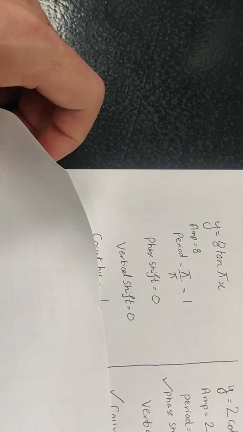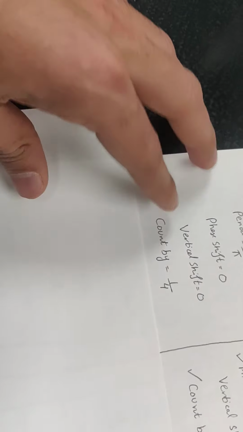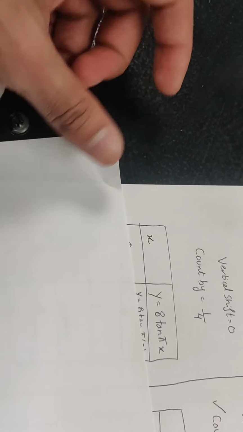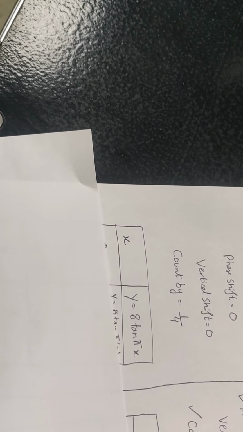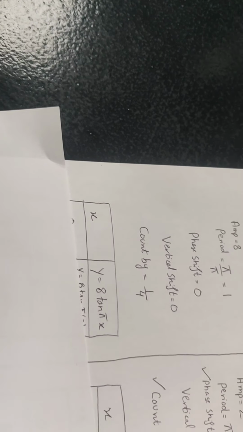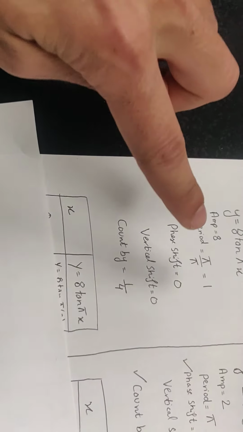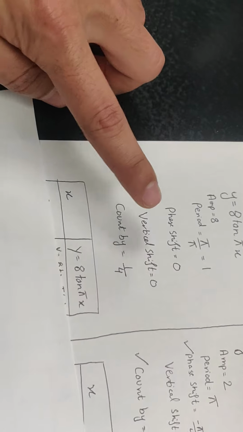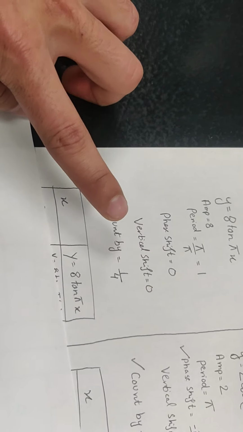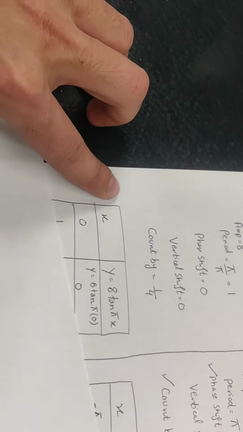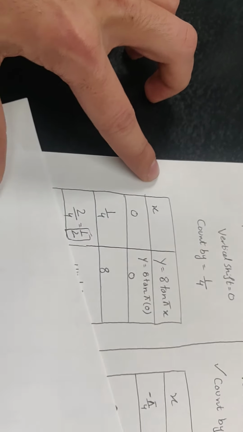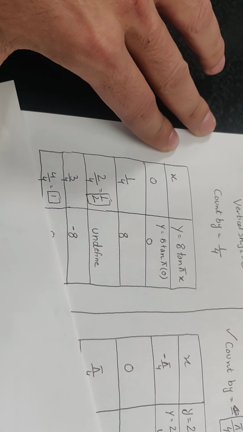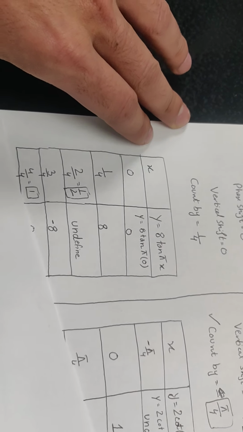And now we go to the t-table. We have to find it by making the graph manually. For the x values, we start with the phase shift, and then we add the count: 0, 1/4, 2/4, 3/4, 4/4. Total there are 5 points after the phase shift.